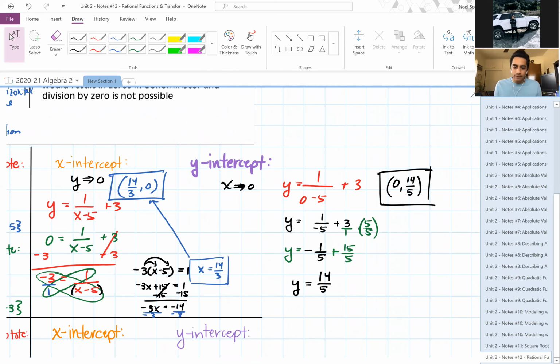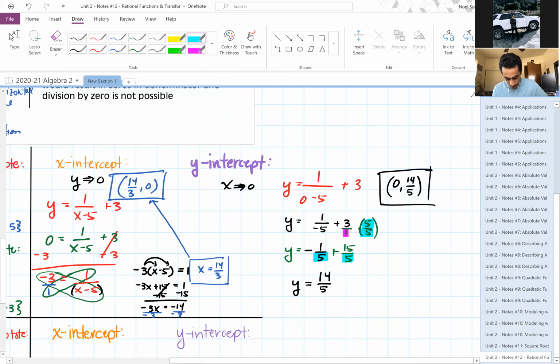Why did I multiply by 5 over 5? Because I cannot add the 3 to the 1/5 unless the 3 has a common denominator. So the denominators must be the same before you add the numerators. Since I had a denominator of 1, I can't add that denominator with the -5. It needs to have the same denominator of 5. So that's why I multiplied by 5 over 5. That gives me 15 over 5.